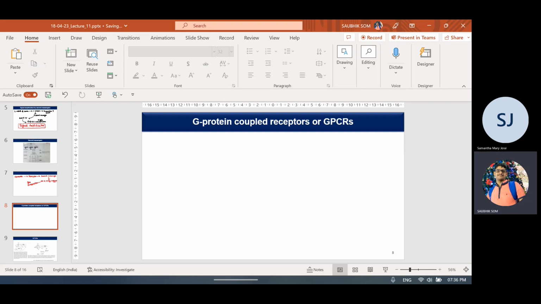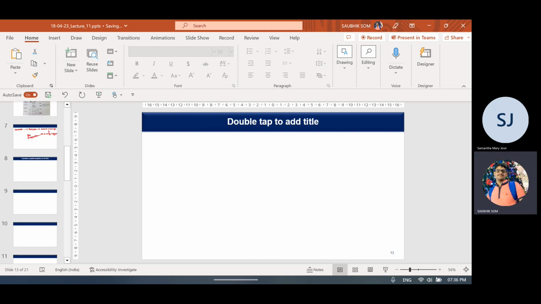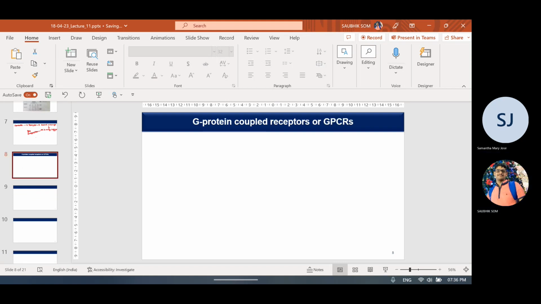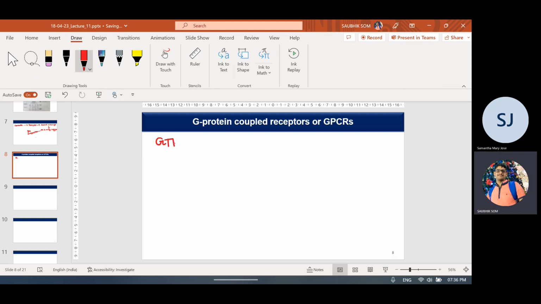Now, as you can think of G protein coupled receptors, let's make some new slides so that it will be easy for these transitions. Okay. So G protein here is bound to GTP. G proteins are proteins.